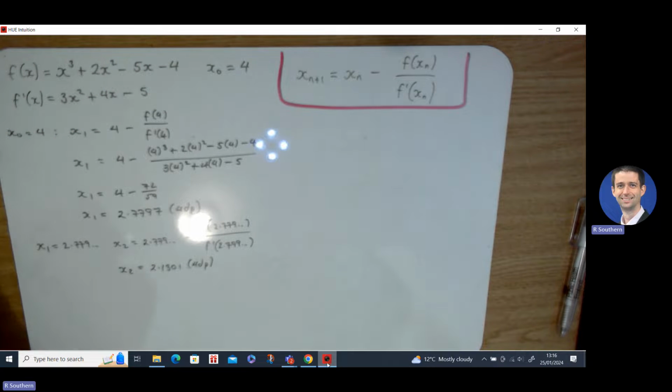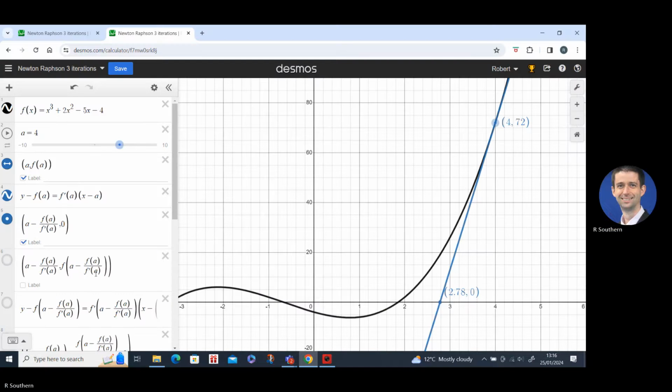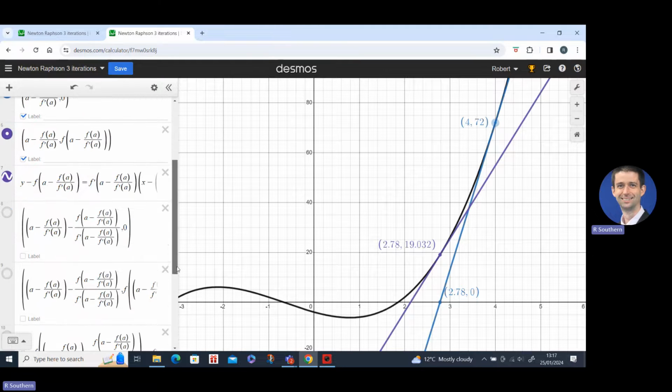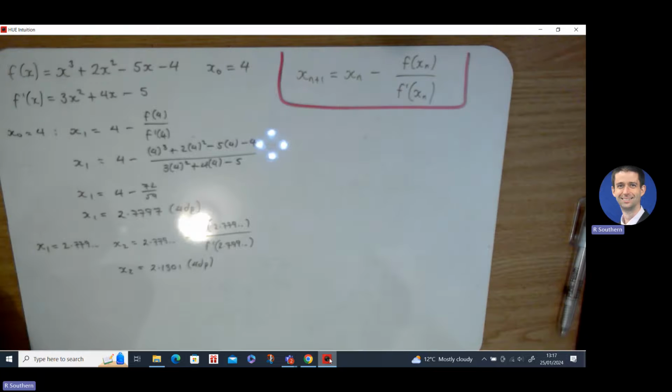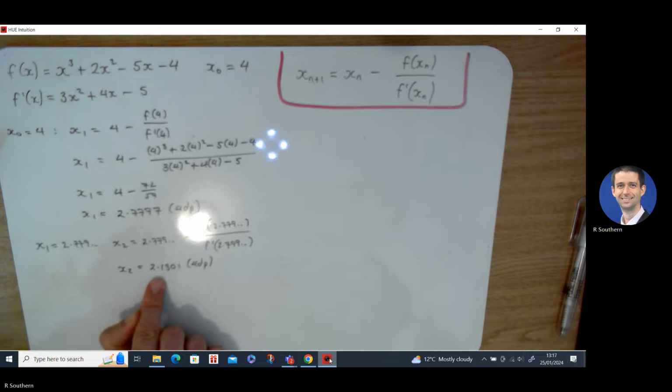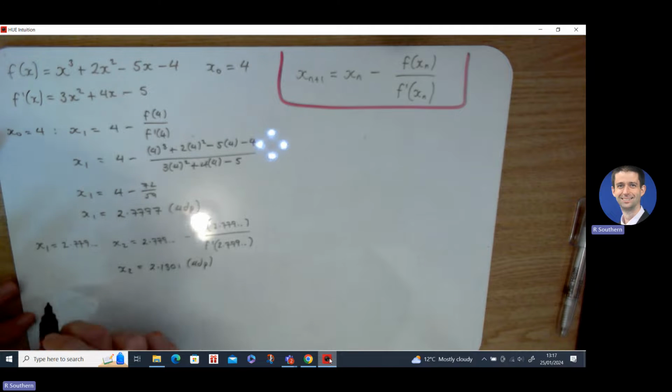Okay, let's pop back over to Desmos a sec. So what I've done then is I have found that point on my graph where x is 2.78, drawn in the tangent and looked at where that tangent has crossed the x-axis, and it does so here at 2.13, which is the x value that I've achieved on my board here. Okay, let's quickly do x3 then.